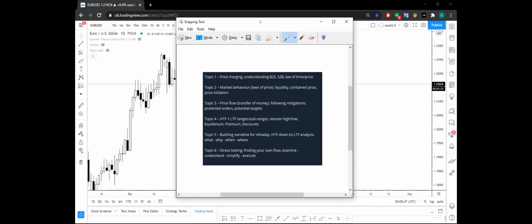So these are the topics that we have: topic 1, topic 2, topic 3, topic 4. We're in our 4th week now. So we're going over high time frame plus low time frame ranges, sub ranges, session high and low, equilibrium, premium, discount. For the past few weeks we've been showing these high time frame, low time frame sub ranges. Session high and low, we haven't gone into too much detail, but it's pretty simple. Equilibrium, premium, and discounts, coming from SMC, you should know that already.